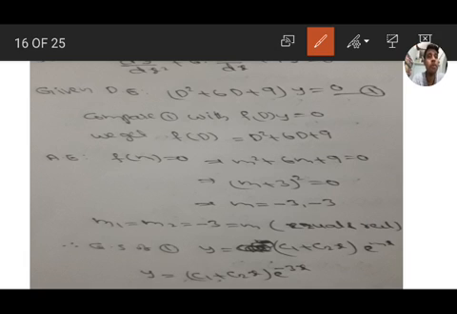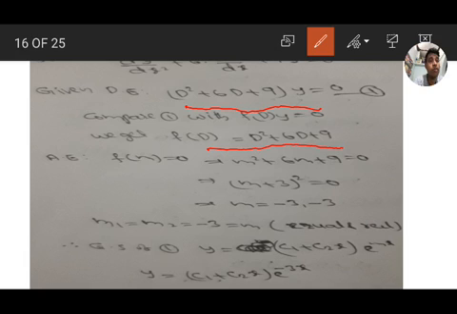Write down the problem. Next one: d²y/dx² + 6 dy/dx + 9y = 0. That is the given differential equation (D² + 6D + 9)y = 0. Write it in the symbolic form (D² + 6D + 9)y = 0, where f(D) = D² + 6D + 9.